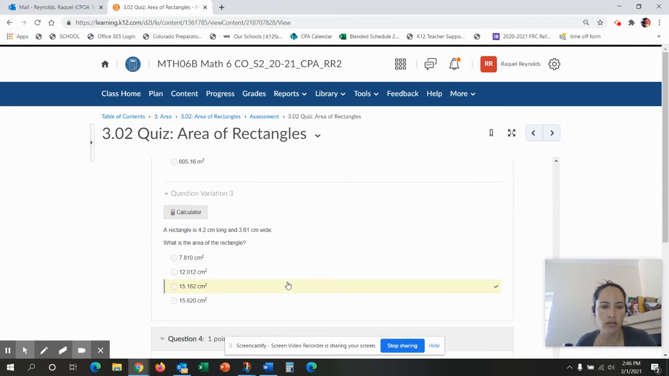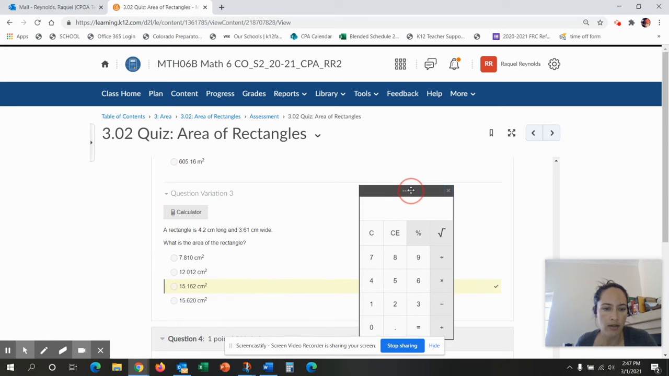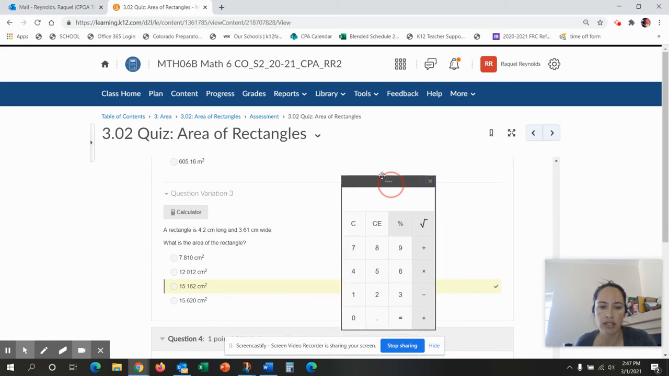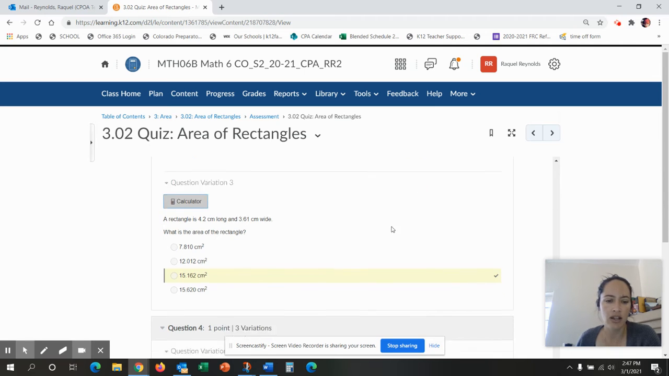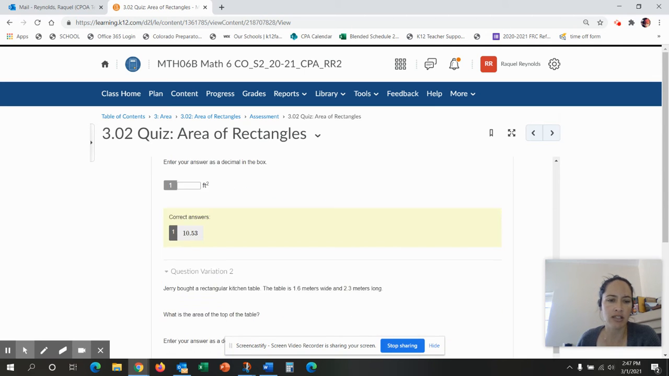Last one, question variation 3. A rectangle is 4 and 2/10 centimeters long and 3 and 61 hundredths of a centimeter wide. 4.2 times 3.61 equals, boom, 15 and 162 thousandths centimeters squared. That's the area of the rectangle. Remember, space in the inside. All right, that's one. We'll talk about the fractions in a second.